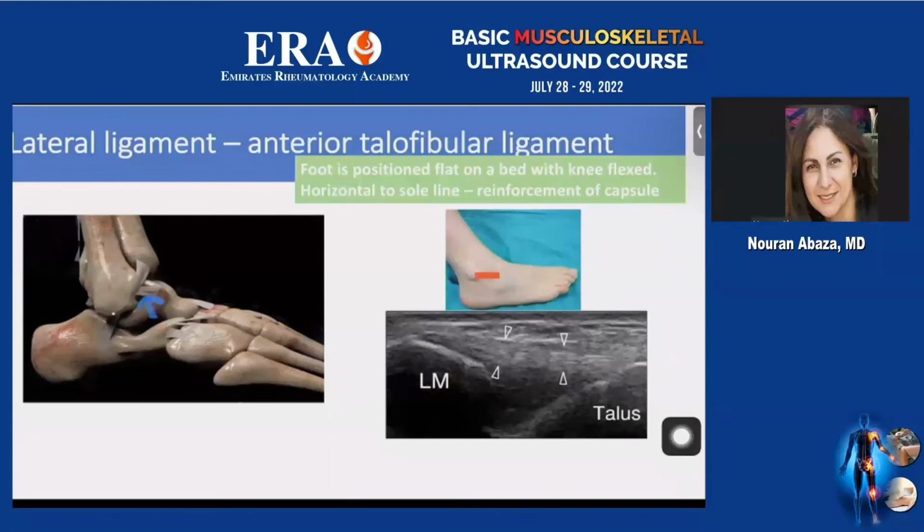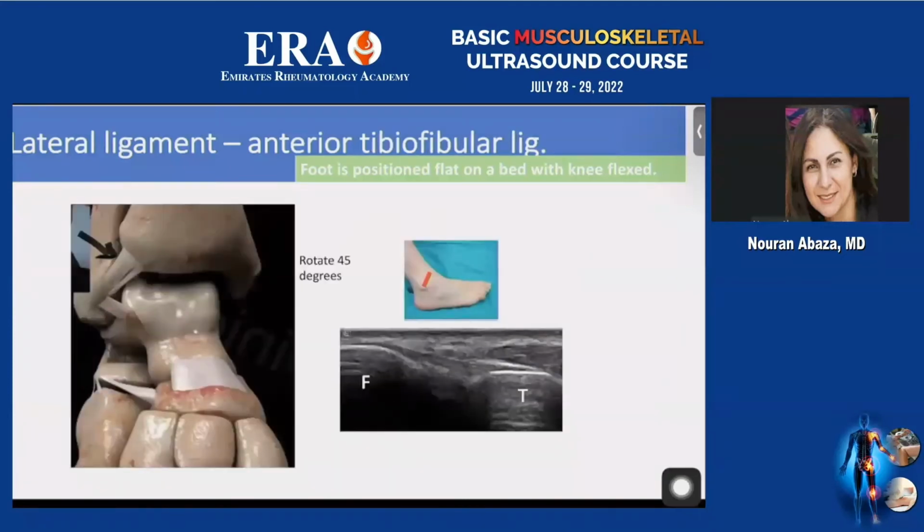And then if you fix your probe over the lateral malleolus and just shift 45 degrees upwards, here you will see the tibiofibular ligament between the lateral malleolus of the fibula and the tibia. It takes 45 degrees upward to see this ligament, and you will visualize it as such, just between the fibula and the tibia.